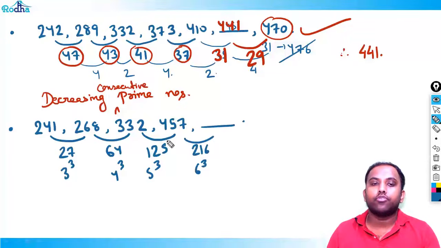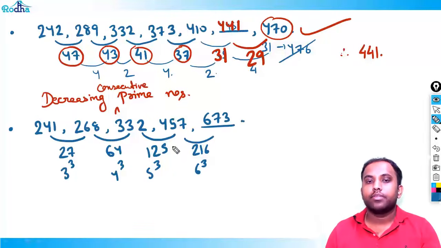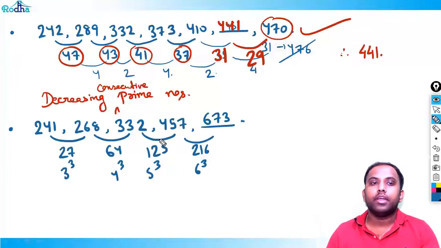Just add 216 to 457. So 457 plus 216 becomes how much? It becomes 673. Okay, I hope it is clear.